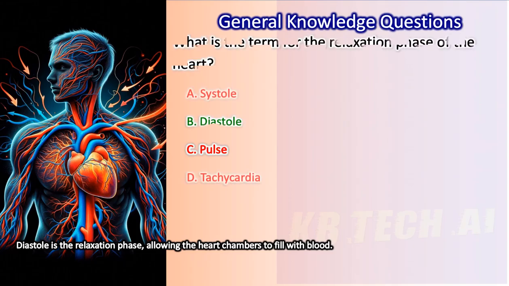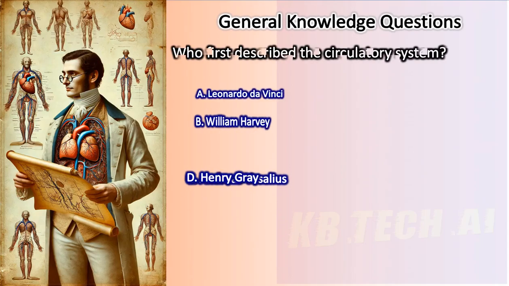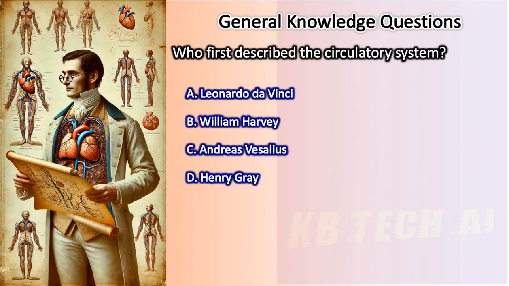The answer is Option 2. Diastole. Who first described the circulatory system? Option 1. Leonardo da Vinci. Option 2. William Harvey. Option 3. Andreas Vesalius. Option 4. Henry Gray.